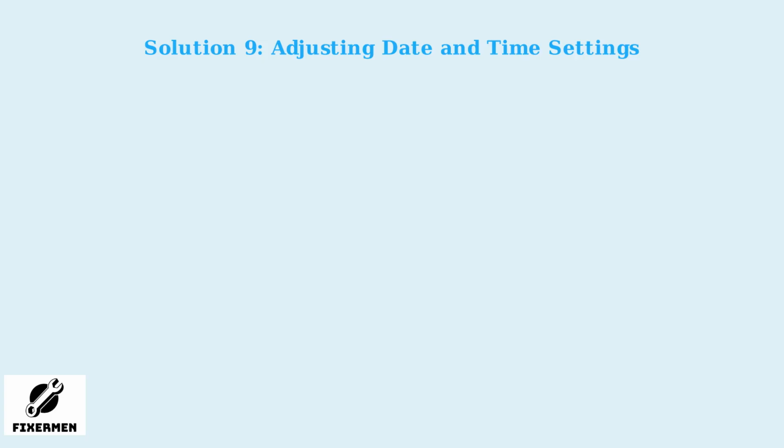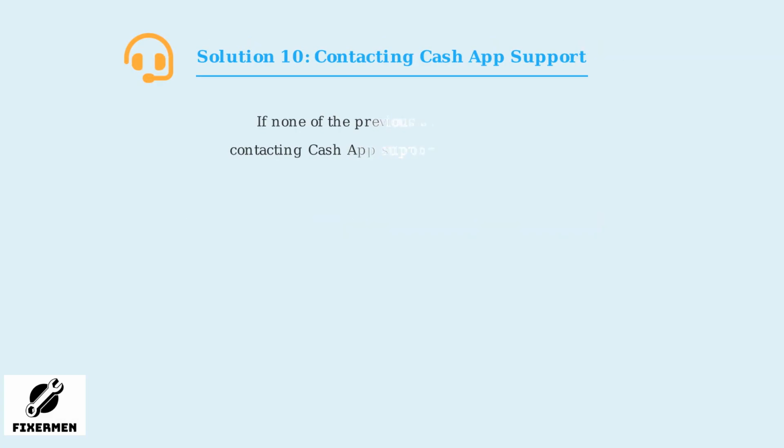If automatic settings are unavailable, manually set the correct date, time, and time zone for your location. Once adjusted, try using Cash App again. This should resolve authentication issues caused by incorrect time settings. If none of the previous solutions resolve error code 102, contacting Cash App support is the recommended next step.